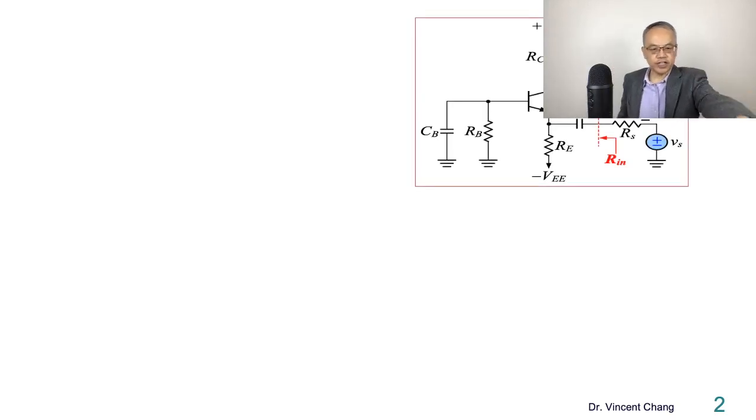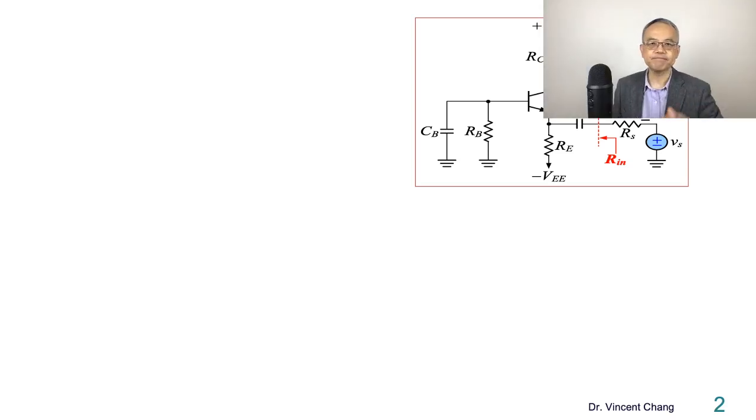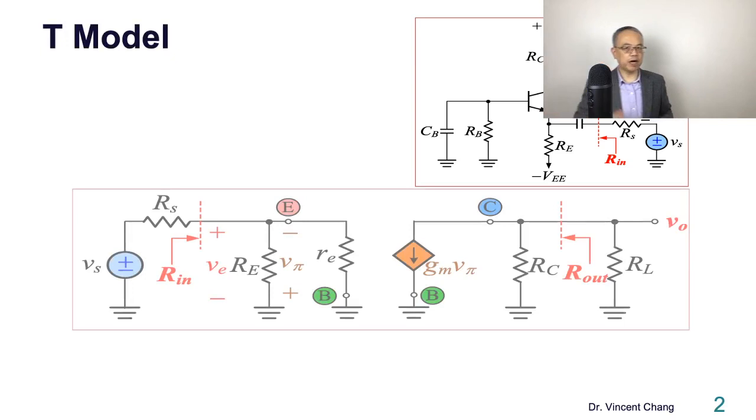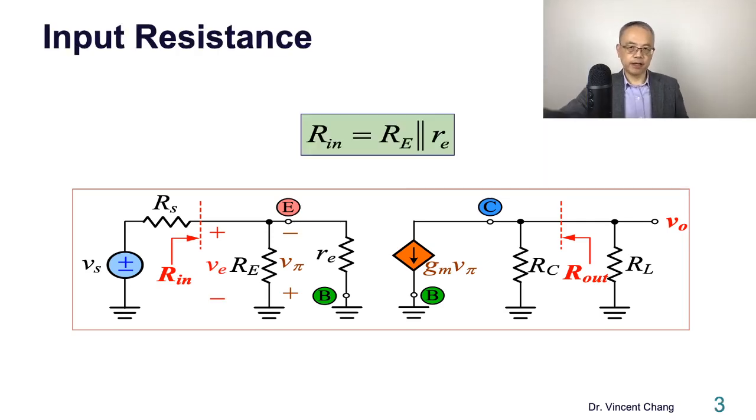Now, this is the circuit we have studied in the previous lecture. The first lecture focused on the analysis by inspection. The second one, we focused on the T-model expansion. So for the T-model, this is the expansion, the small signal equivalent circuit we have studied in the previous lecture. So now, here are the parameters.